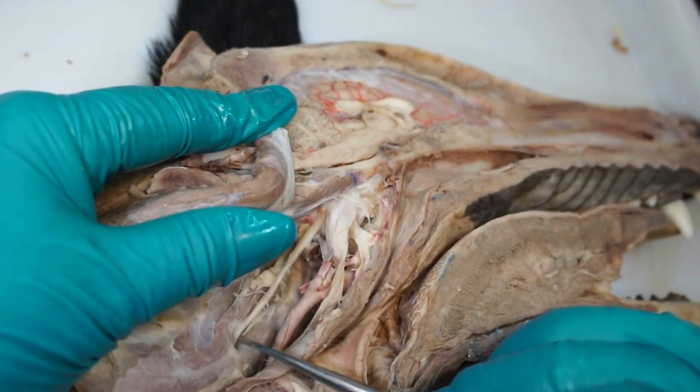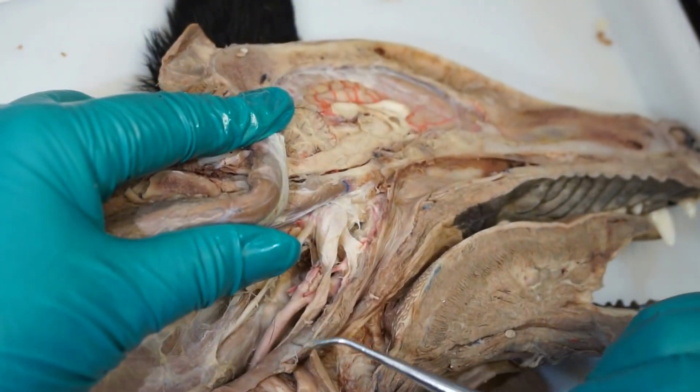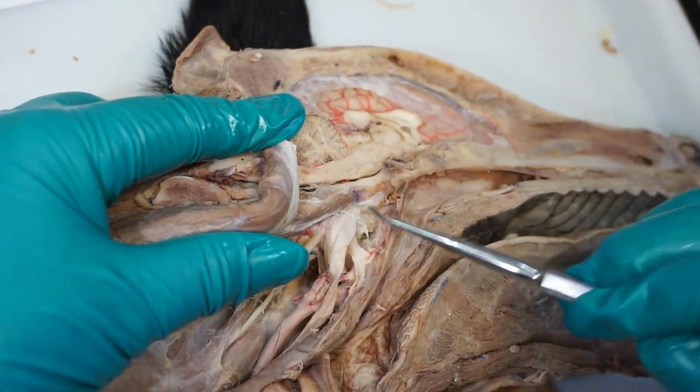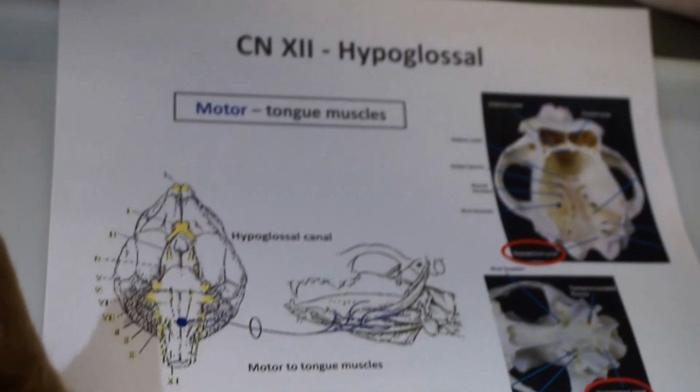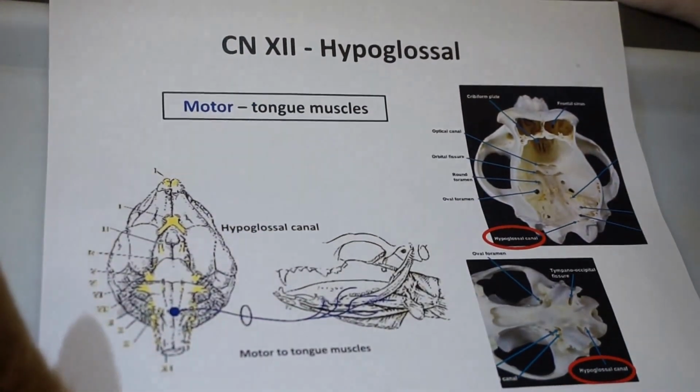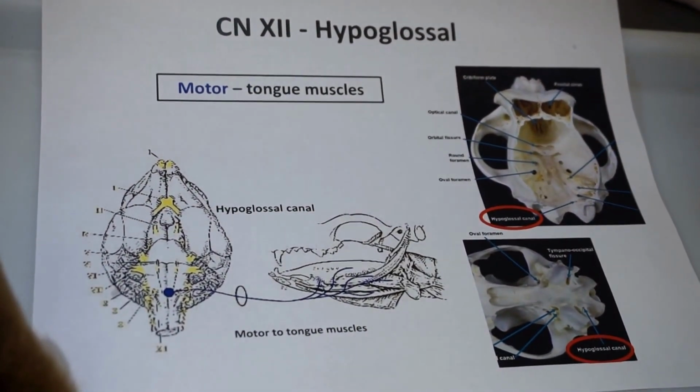The next nerve then would be cranial nerve 12, the hypoglossal nerve. Hypoglossal, as its name implies, is going to be motor to the tongue. It actually has its own little canal that it comes out of.